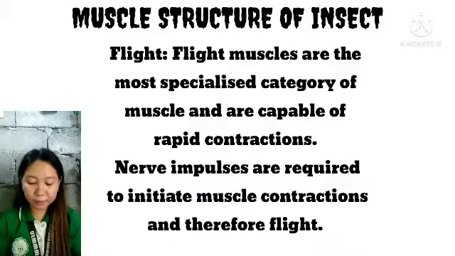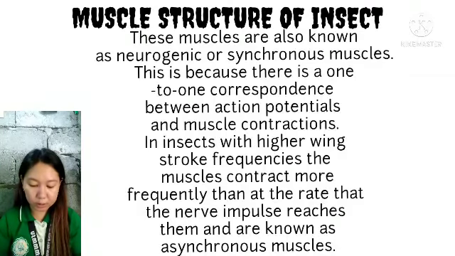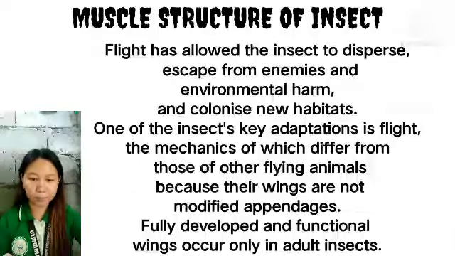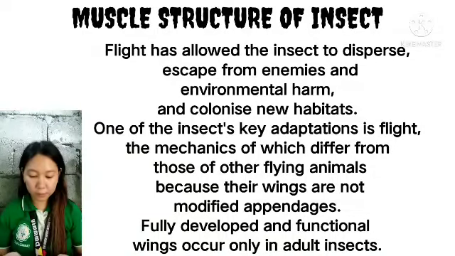Number 4 is flight. Flight muscles are the most specialized category of muscle and are capable of rapid contraction, and therefore flight. Those muscles are also known as neurogenic or synchronous muscle. This is because there is a one-to-one correspondence between action potentials and muscle contractions. In insects with higher wing stroke frequencies, the muscles contract more frequently than the rate at which nerve impulses reach them, and are known as asynchronous muscles. Flight has allowed the insect to disperse, escape from enemies and environmental harm, and colonize new habitats.